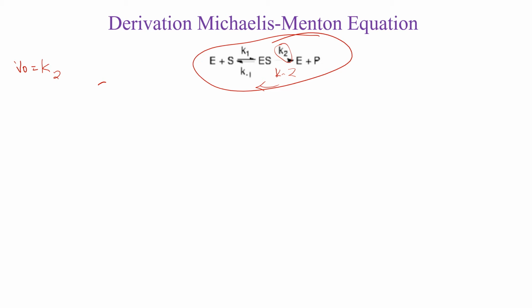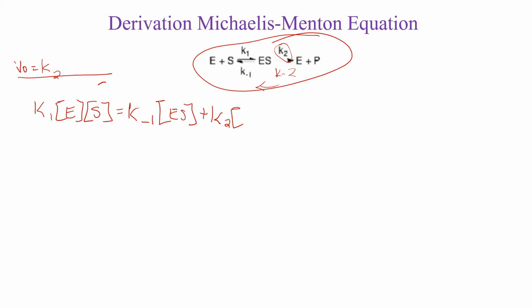In mathematical terms, I can write what I just said down, and it is K1 times E, our enzyme, times S, our substrate, is equal to K negative 1, which is the backward step, times our enzyme substrate complex, plus K2, which is the rate of that second step, times the enzyme substrate complex.